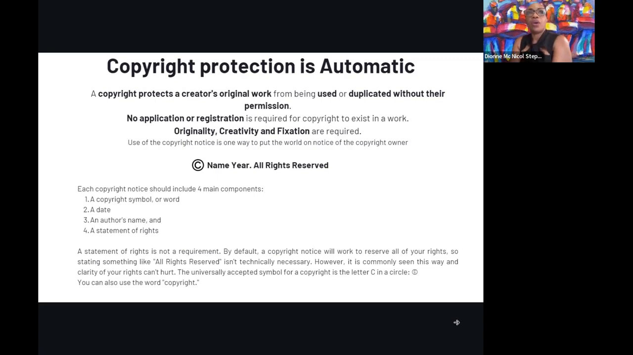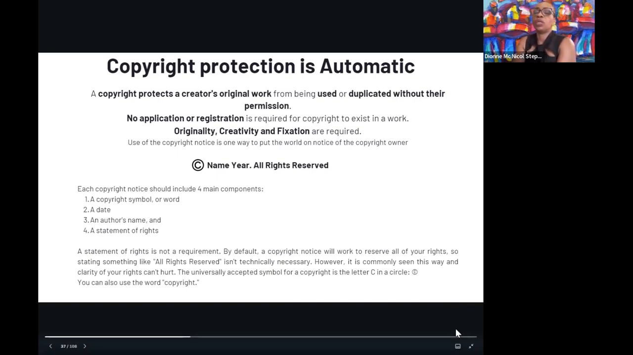The statement of rights, however, is not a requirement because by default, copyright notice will work to reserve all of your rights. So stating something like "all rights reserved" isn't technically necessary. It's a little redundant, but for me, clarity always wins. It's commonly seen, and as I said, clarity of your rights cannot hurt. And the C in the circle is the universally accepted symbol for copyright.